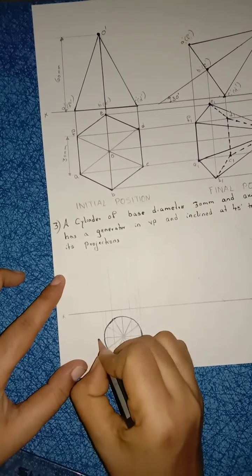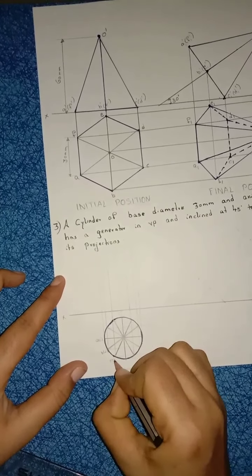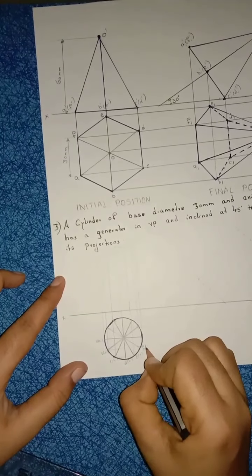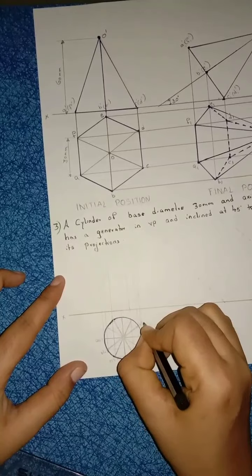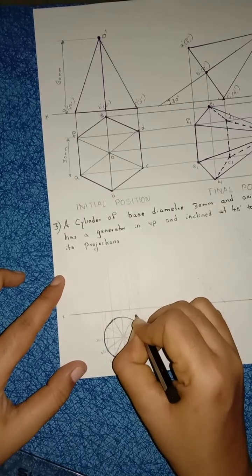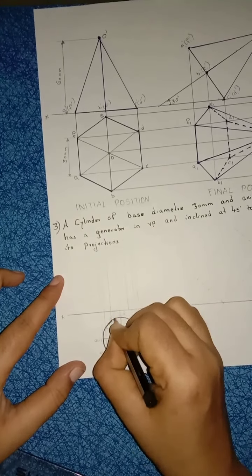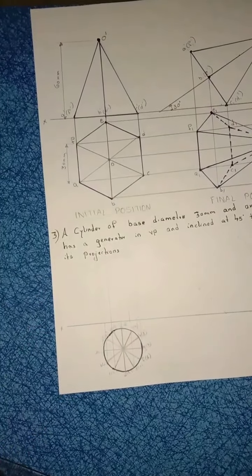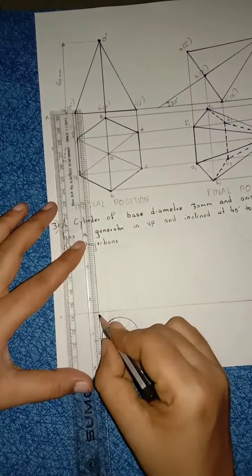Name the points as A of 1, B of 2, C of 3, D of 4, E of 5, F of 6, G of 7, H of 8, I of 9, J of 10, K of 11, L of 12. Now project all these corners till the reference line.